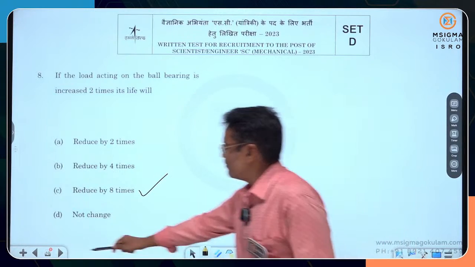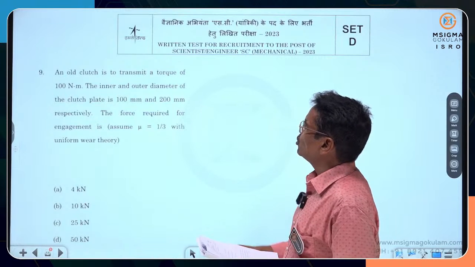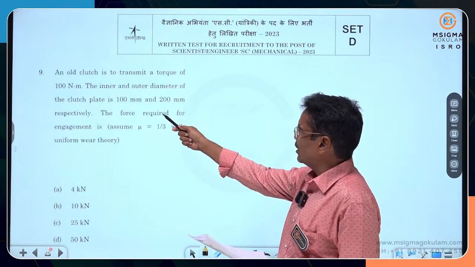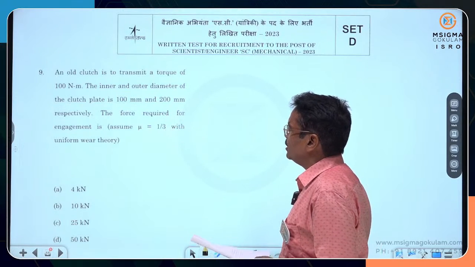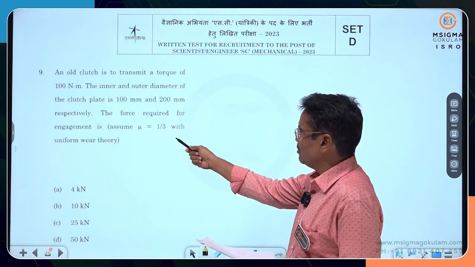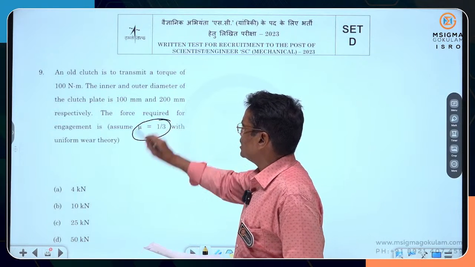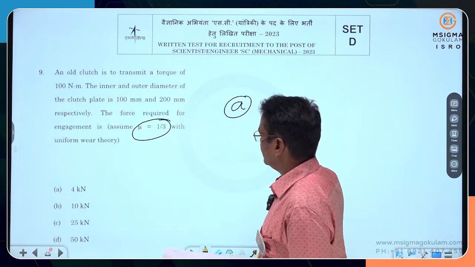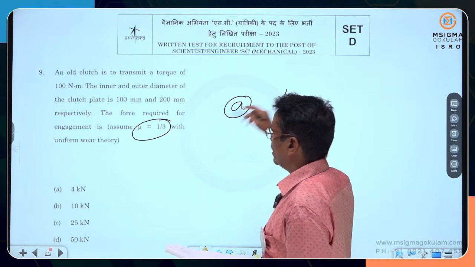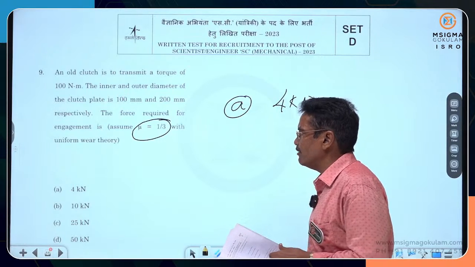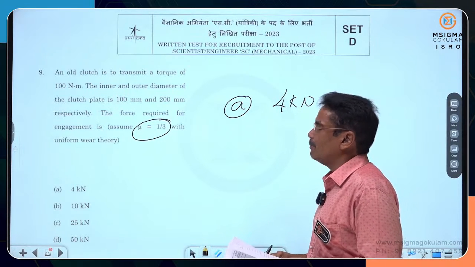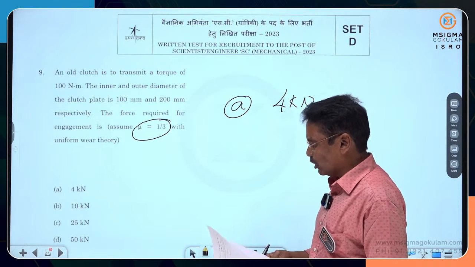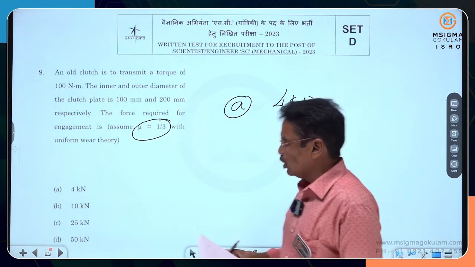Next question: a clutch is to transmit a torque of 100 Newton meter. The inner and outer diameter of the clutch plate is 100 mm and 200 mm respectively. The force required for the engagement, assuming coefficient of friction mu as 1/3 with a uniform wear theory, is: answer A, that is 4 kilonewtons. It is a problem oriented with friction, because any clutch operates based on friction principles only. Answer will be 4 kilonewtons.